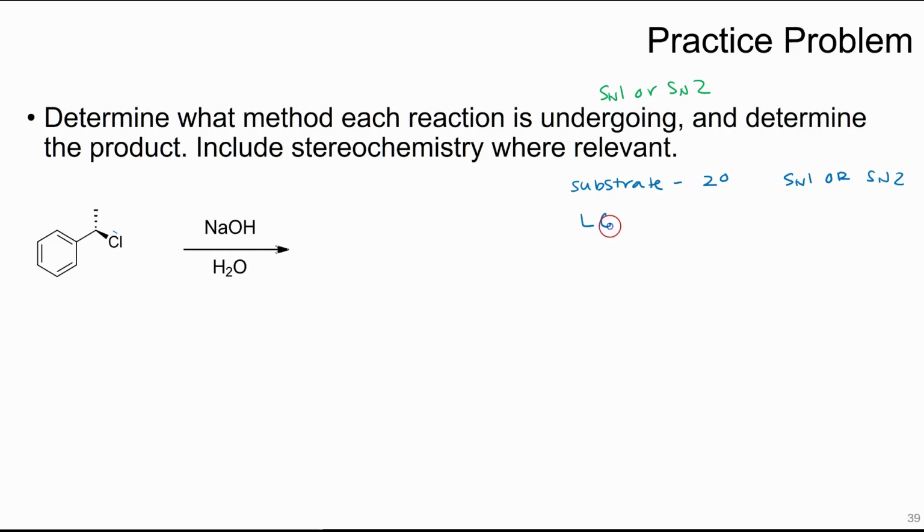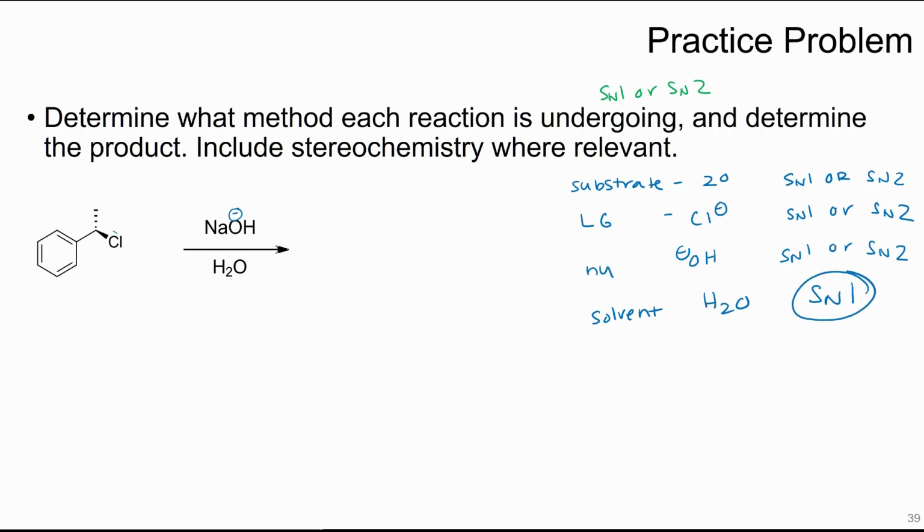Then I'm going to look at my leaving group. That's chlorine, which is a pretty good leaving group. We have SN1 or SN2. Next I look at the nucleophile. This is NaOH, which is a very good nucleophile. Again, that's SN1 or SN2, because SN1 just needs a nucleophile. And now I'm looking at the solvent. This is water, which is polar protic, so that points to SN1.